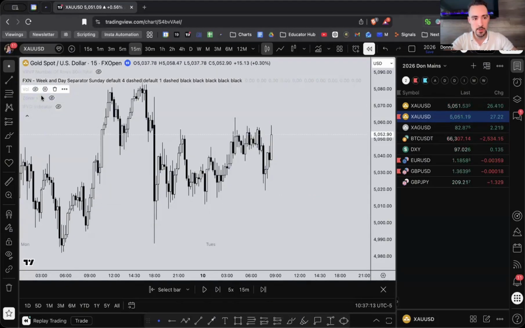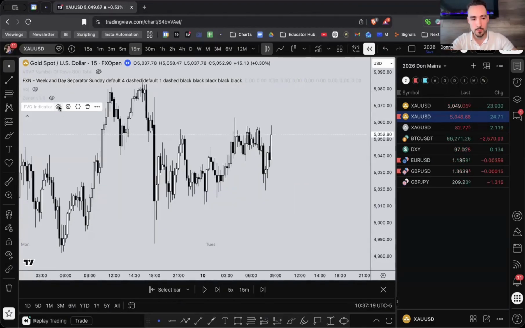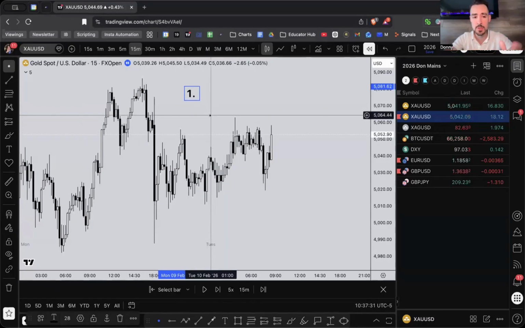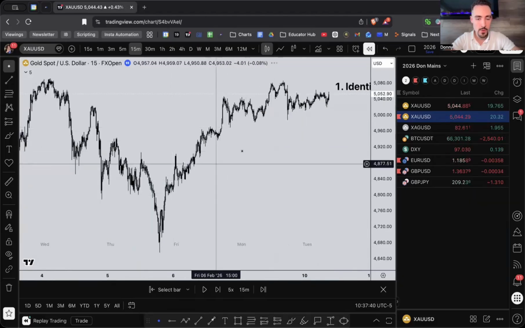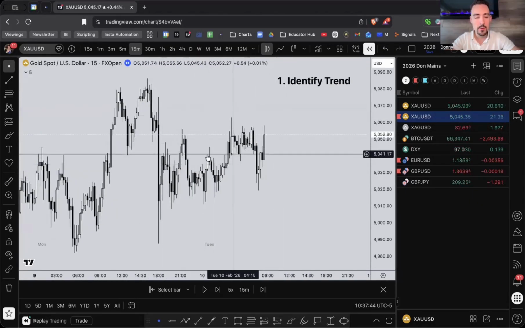Okay. In the indicator section in the top left corner of your chart, you have the ability to toggle it to be visible or invisible. This is definitely worthy to write down, these 3 steps. Okay. Step number 1 is identify trend. Are we in a bullish environment? Yes. Great. More recently, we've been in a consolidation.